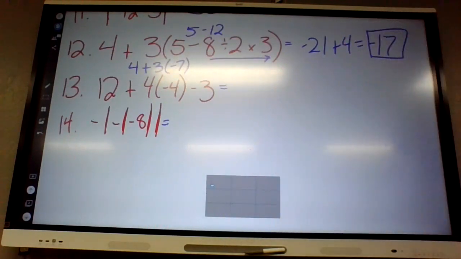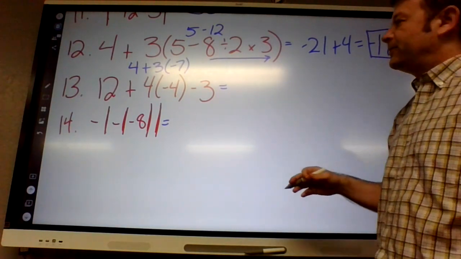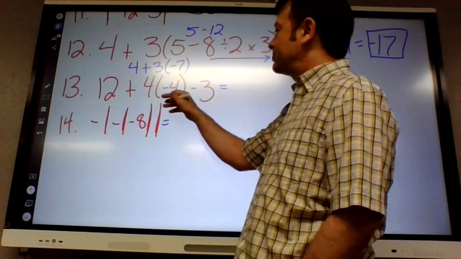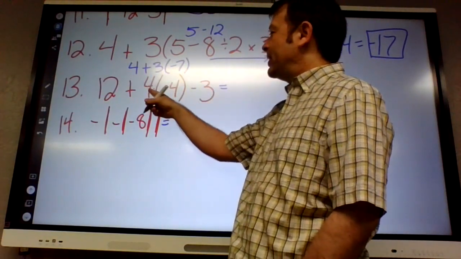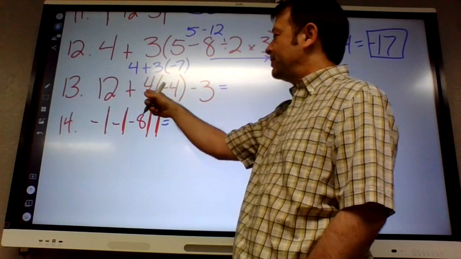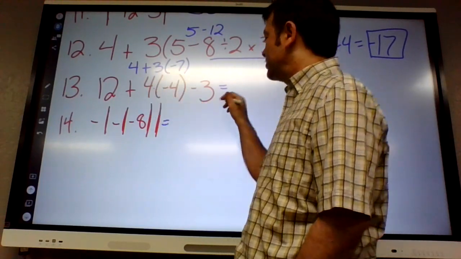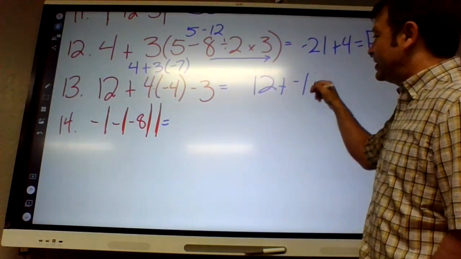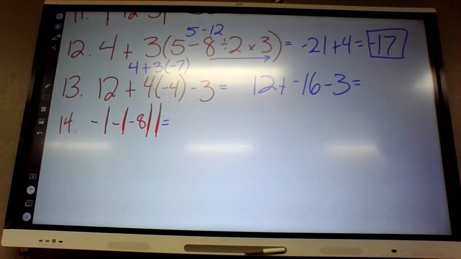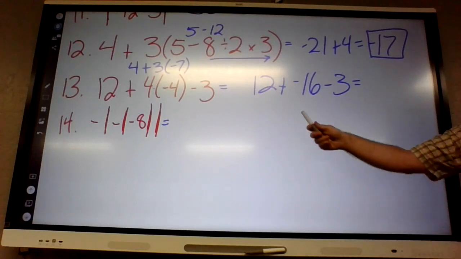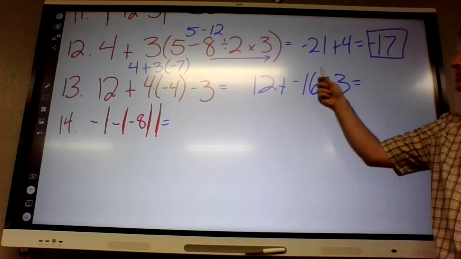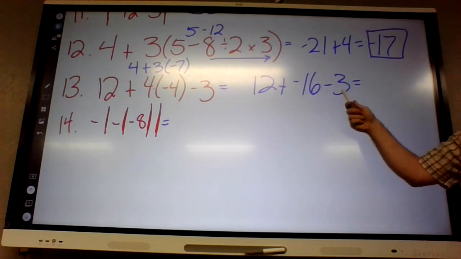Alright. Jesse, what should we do first on 13? You should do 4 times -4. Right. Multiply first. This one's actually easier than that last one. But yeah, that means multiply. Because there's no symbol in there, sometimes we forget to do it. So it's 12 plus -16 minus 3. 12 plus -16 comes next. Right, so just left to right. So it's -4, -4 minus 3. -7.